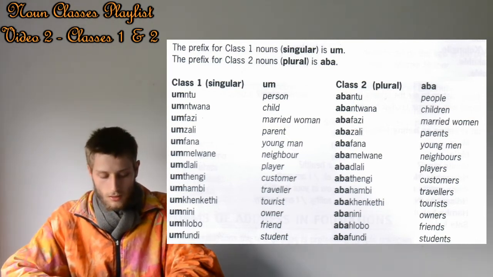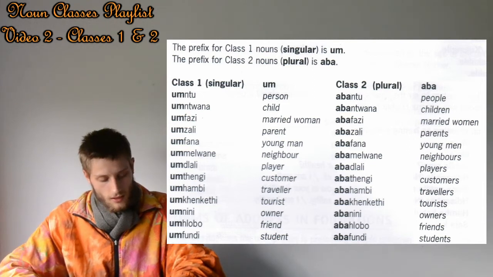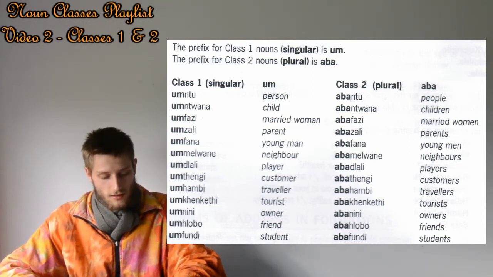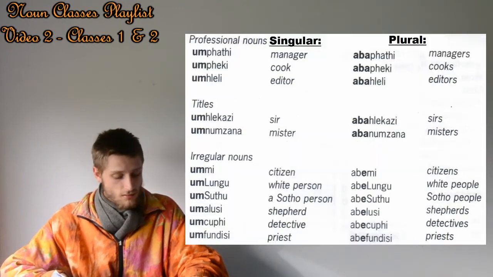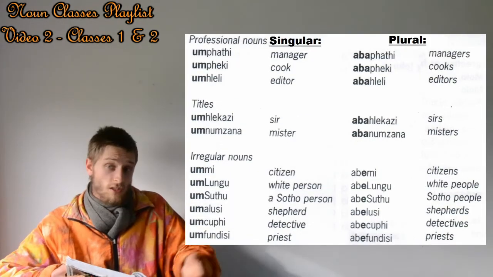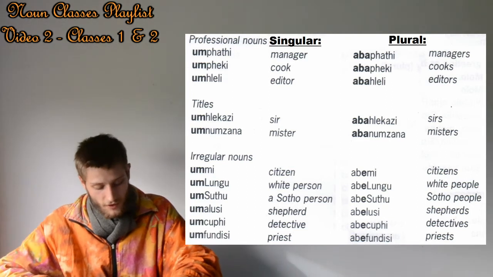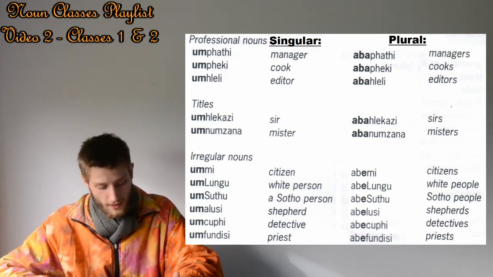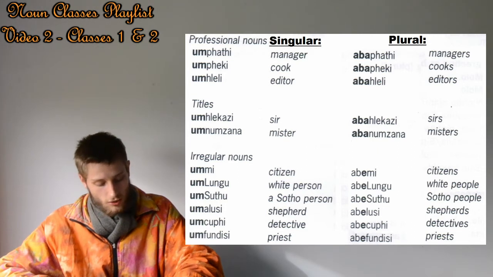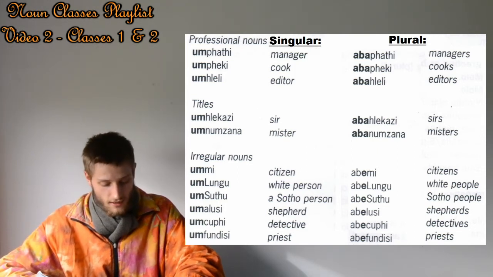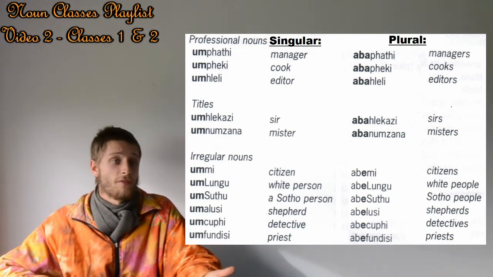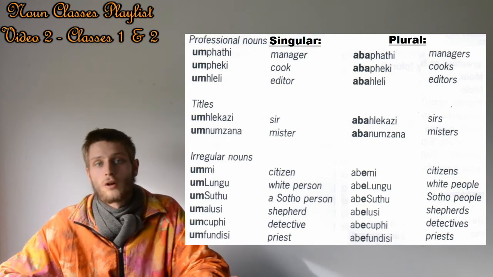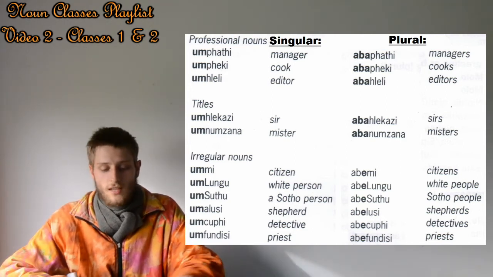Okay, so as we've mentioned, these are exclusively human nouns, and also things like professional nouns, as you can see here. Here are some more examples, guys. Professional nouns like umphathi, umpheki, umhleli. So manager, cook, editor, and then abaphathi, abapheki, abahleli. As we've just said, these are professional nouns. They have to do with something you do, a role you play. So that's once again human related.